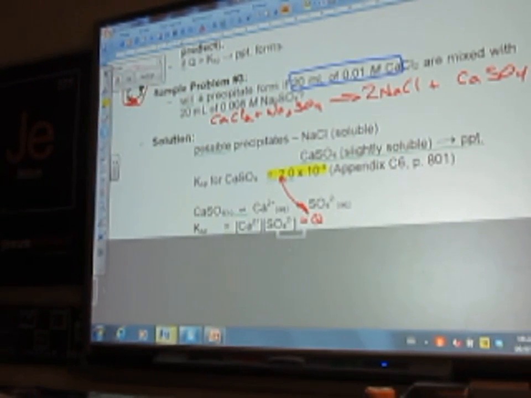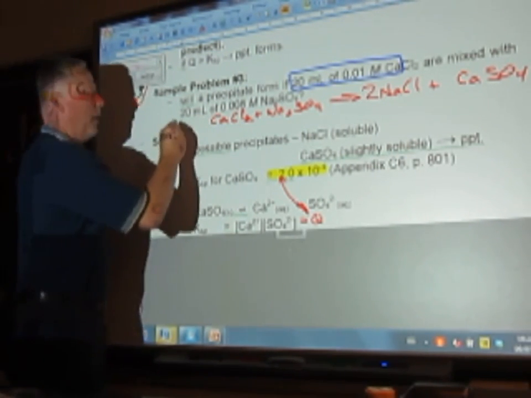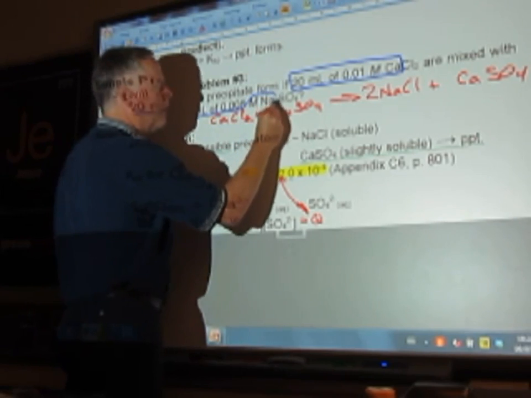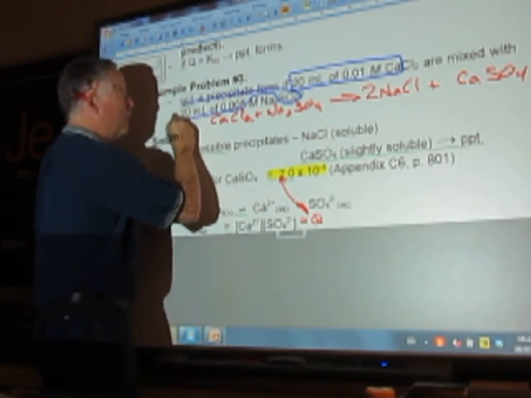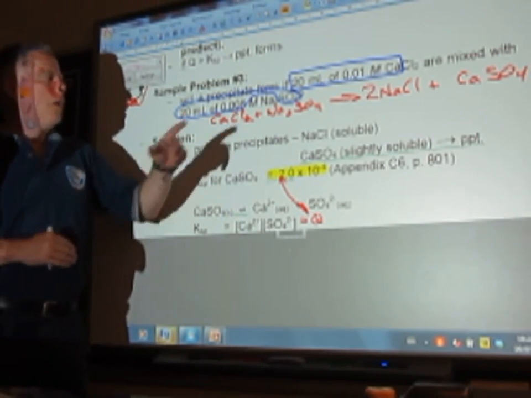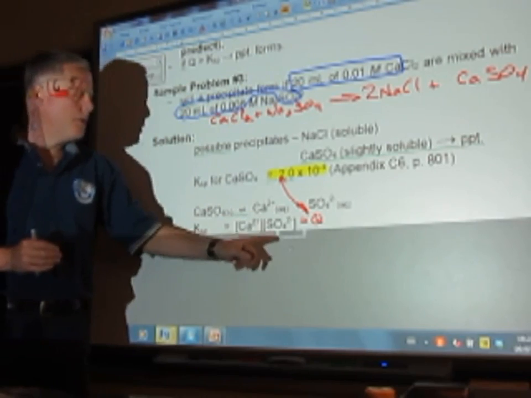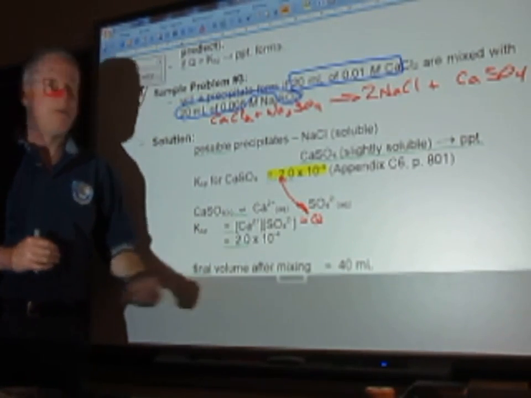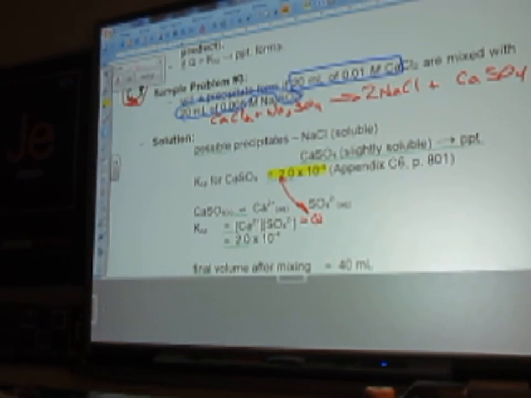There's the concentration of calcium from our first beaker, and there's my concentration of sulfate in my second beaker. We're going to take those two beakers and pour them together. I've got 20 mL added to 20 mL, so my new volume is going to be 40 mL. After we mix everything together, we now have a 40 milliliter solution.